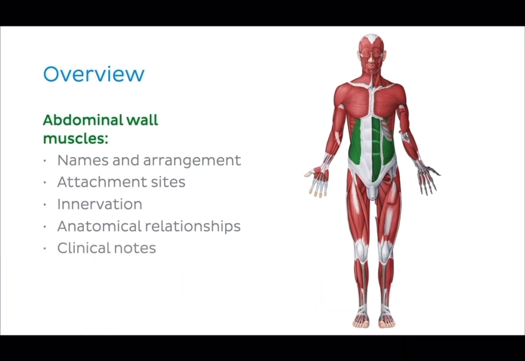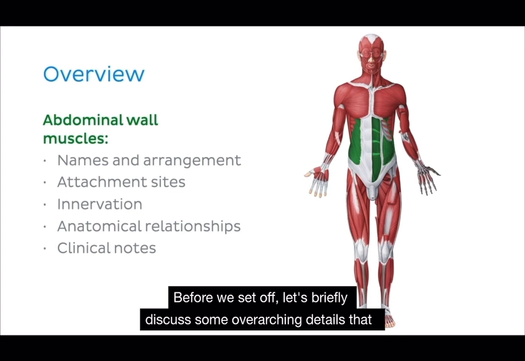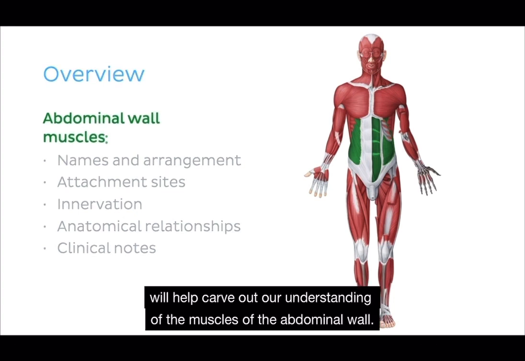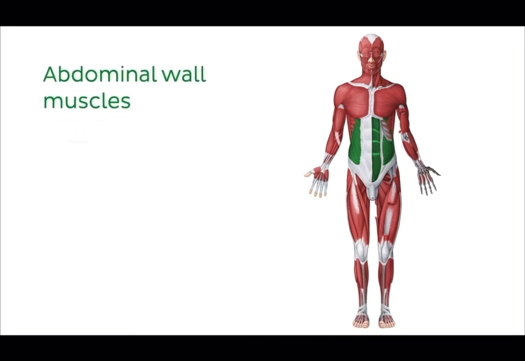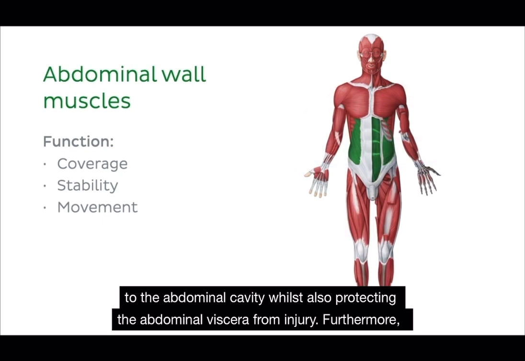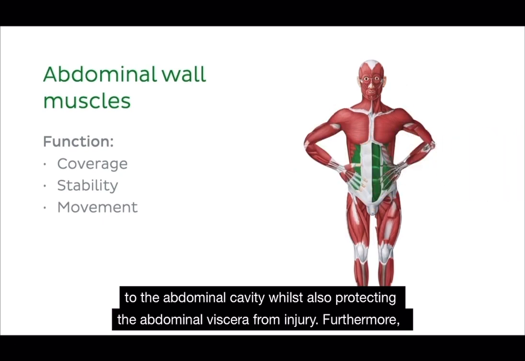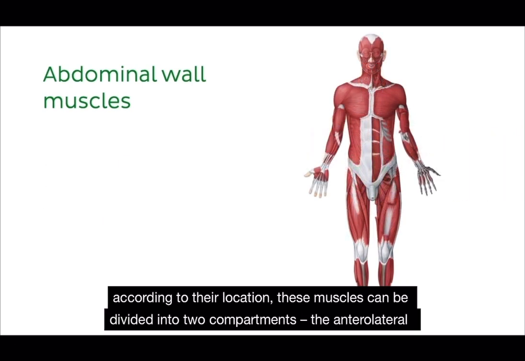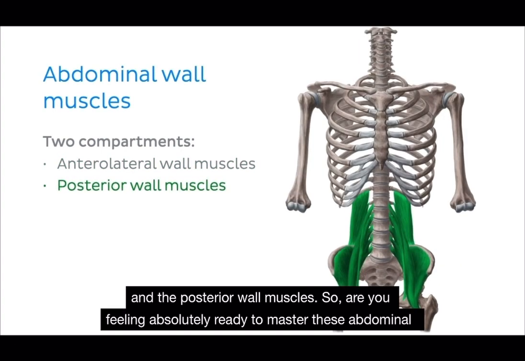consolidate our knowledge. Before we set off, let's briefly discuss some overarching details that will help carve out our understanding of the muscles of the abdominal wall. Functionally, the muscles of the abdominal wall provide coverage, stability, and flexible movement to the abdominal cavity, whilst also protecting the abdominal viscera from injury. Furthermore, according to their location, these muscles can be divided into two compartments, the anterolateral and the posterior wall muscles.